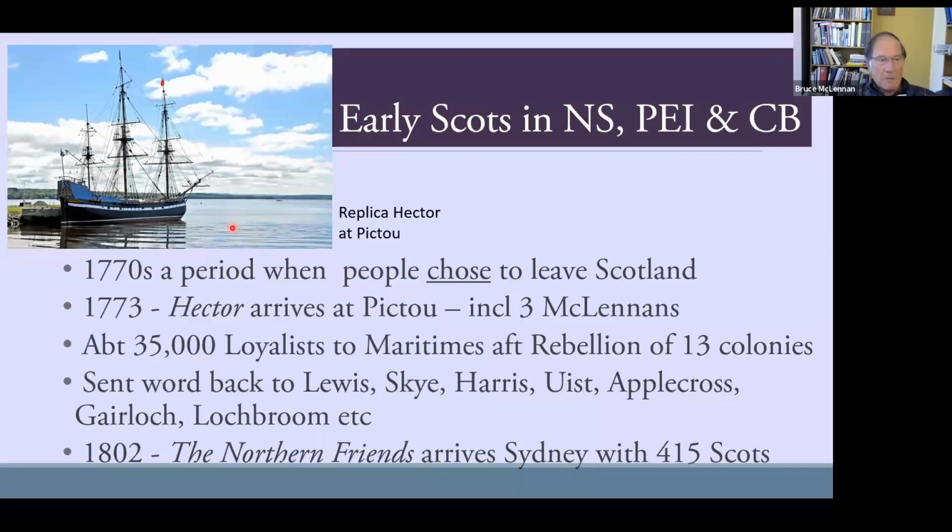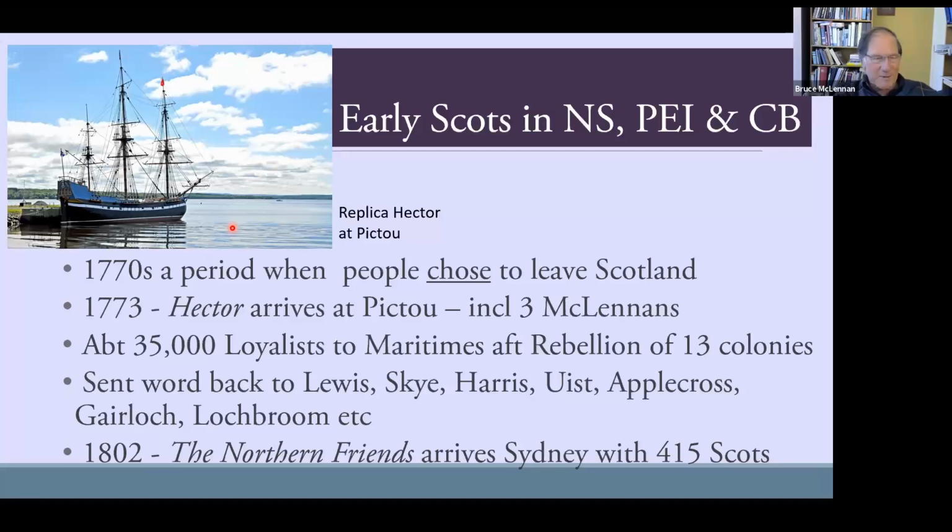And look at this. We saw there were 10,000 Loyalists went to Glengarry and other parts around there. But look at this, 35,000 Loyalists in the Maritimes after the American Rebellion, the 13 colonies. And they're sending word back, all these people, saying it's pretty cool over here, folks. Come and join us. There's lumber to be had and the like. All these places where they came from. Don't forget Applecross, Barbara. Is that right?